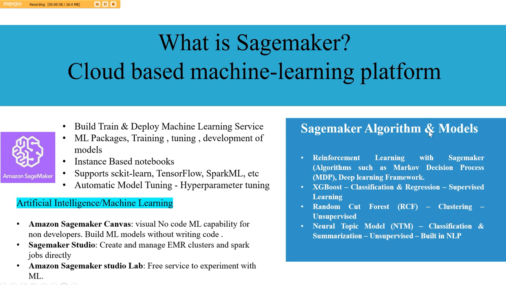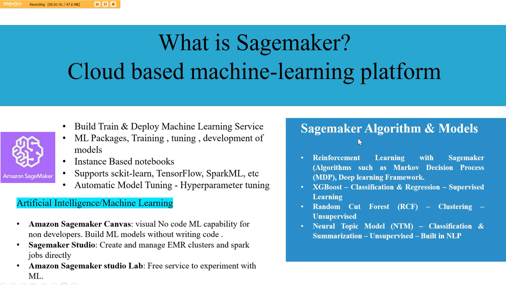From a SageMaker algorithm standpoint, Amazon SageMaker can be used for various algorithms such as reinforcement learning, such as Markov decision process. It can be used for deep learning frameworks as well. From a gradient boosting algorithm standpoint, you can use it for XGBoost, AdaBoost, CatBoost as part of classification and regression for supervised learning. Apart from that, from a clustering and unsupervised learning standpoint, you can also use random cut forest. From a classification and summarization standpoint, you can use neural topic model or NTM. It also comes with built-in NLP as well.